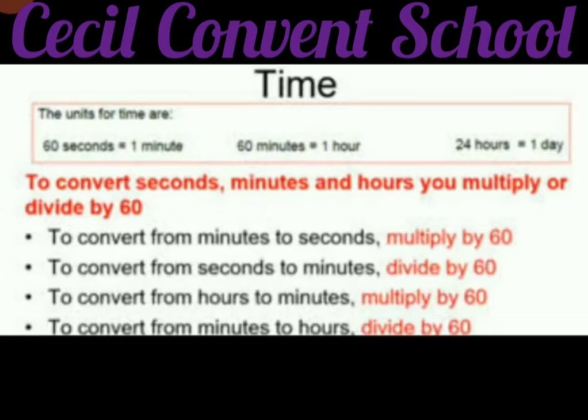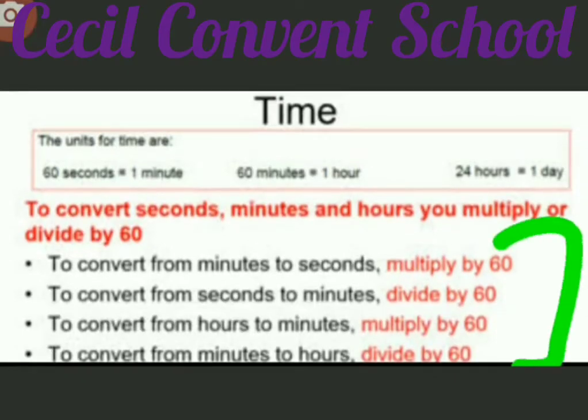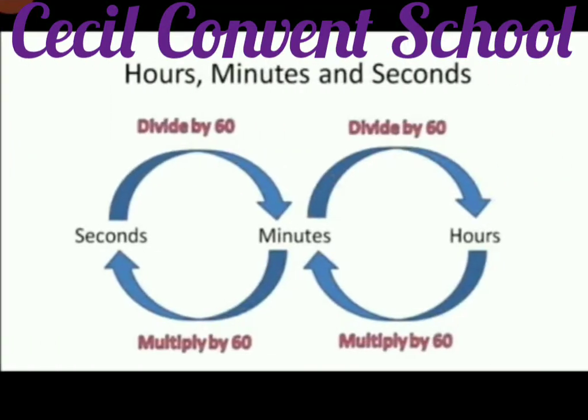Second important point is to convert from seconds to minutes, you have to divide by 60. To convert from hours to minutes, multiply by 60. And to convert from minutes to hours, divide by 60. This thing will be more clear by the diagram, but students, these important points you have to write down in your maths copy first, and then we will go ahead. Clear? Now listen.